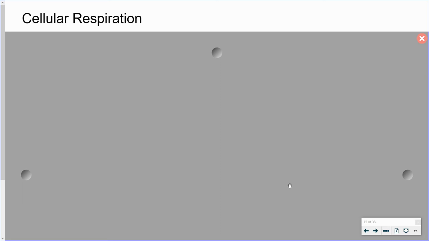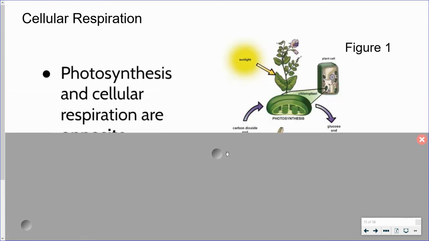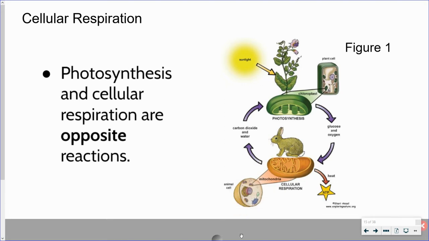Right, in this second video for the unit, we're going to look at cellular respiration. Specifically in this part, we're going to look at aerobic cellular respiration. Photosynthesis and cellular respiration are opposite reactions that feed into each other and essentially make a cycle.